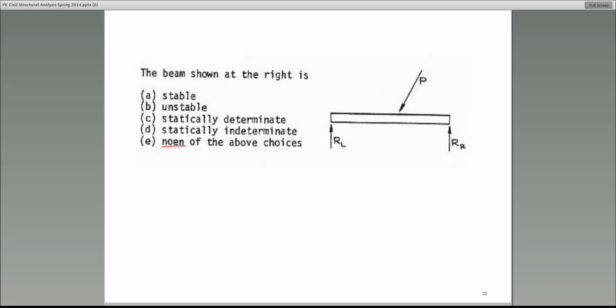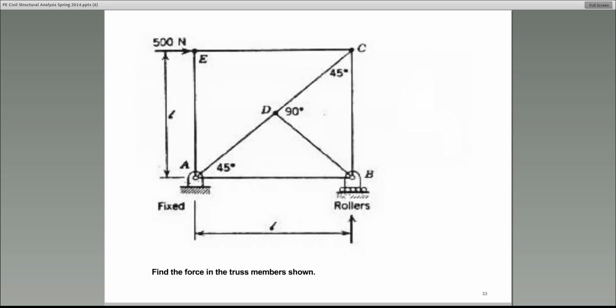It is unstable because this load P that you can see is acting at an angle. Therefore, that has a reaction in the X direction, also one in the Y direction. The supports are not providing any reaction in the X direction. Therefore, that is unstable. Okay, this is a good one.